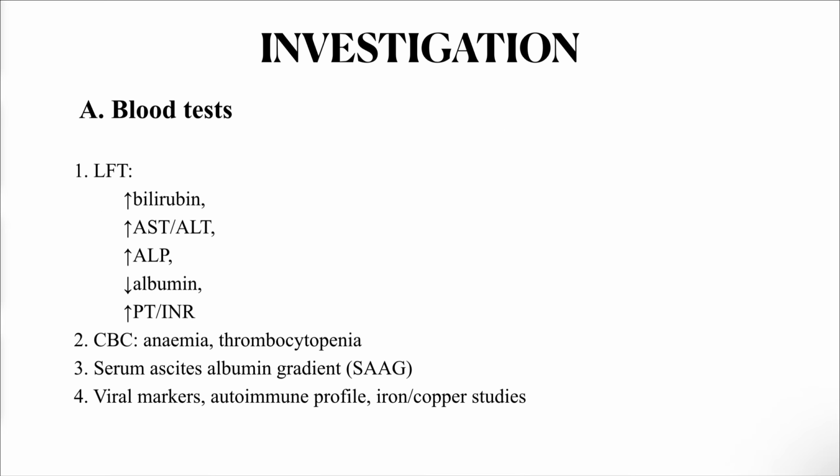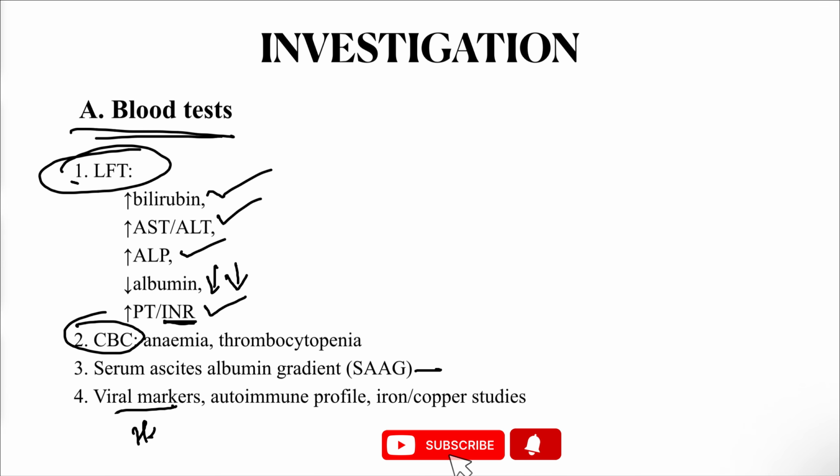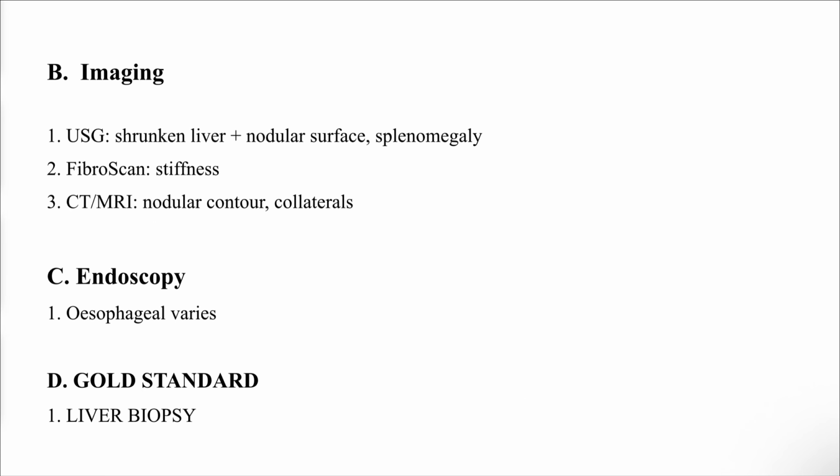Moving on to the investigations, we have blood tests. Always we start with blood tests, and 2 important things you have to remember always are LFT and CBC. In LFT, increased bilirubin, increased AST/ALT, increased ALP, decreased albumin, and increased prothrombin time and INR. Then you have the serum ascites albumin gradient and viral markers for hepatitis, autoimmune profile, and iron and copper studies.